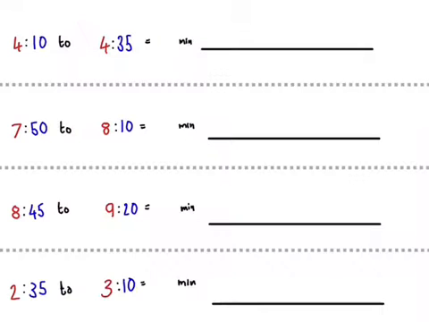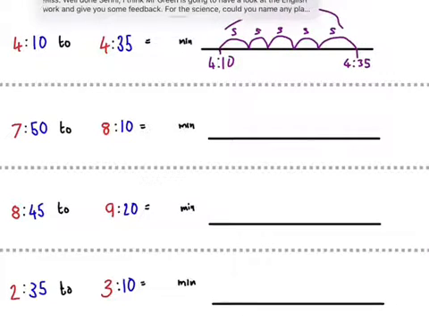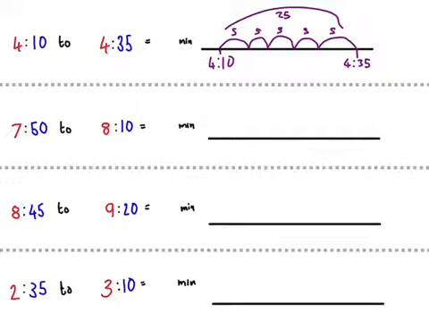So let's try some on a number line. So from 4:10 to 4:35. 4:10, 10 past 4 to 4:35. Okay, 4:10, 15, 20, 25, 30, 35. That took 5, 10, 15, 20, 25. That took 25 minutes. Okay? Right, let's try the next one.